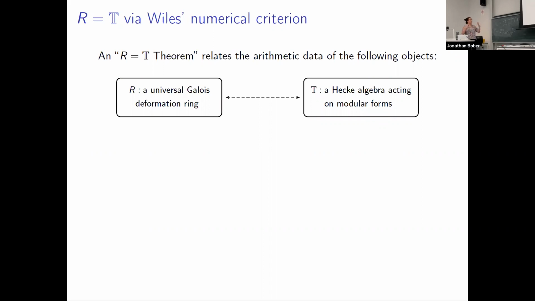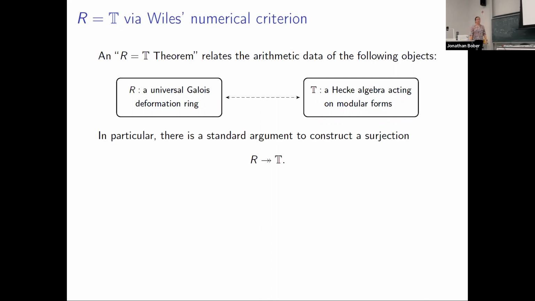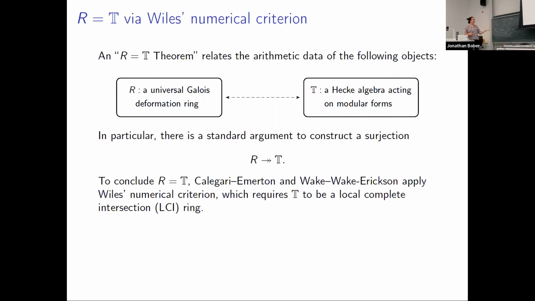And so assuming that we have an R and a T that correspond in this nice way, there's a standard argument to construct a surjection from R onto T. So we kind of get that for free. I mean, not for free, but I'm going to take it for free. And then in the proof of these results 2 and 3, Calegari-Emerton and Wake-Wang-Erickson apply what's called Wiles's numerical criterion to deduce that we in fact have R equal T, and then they proceed on their way.